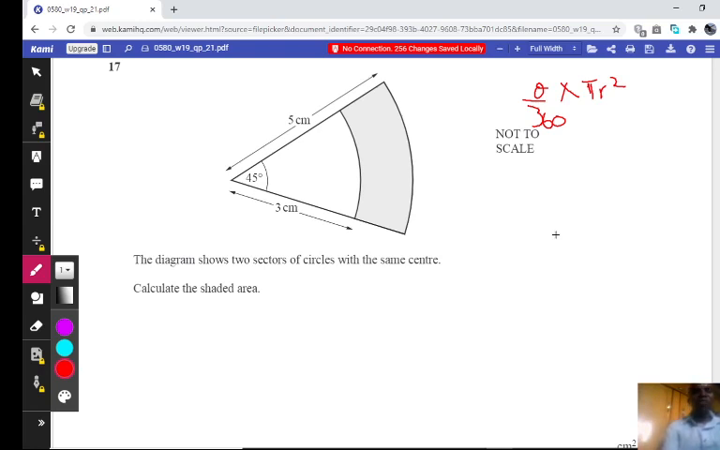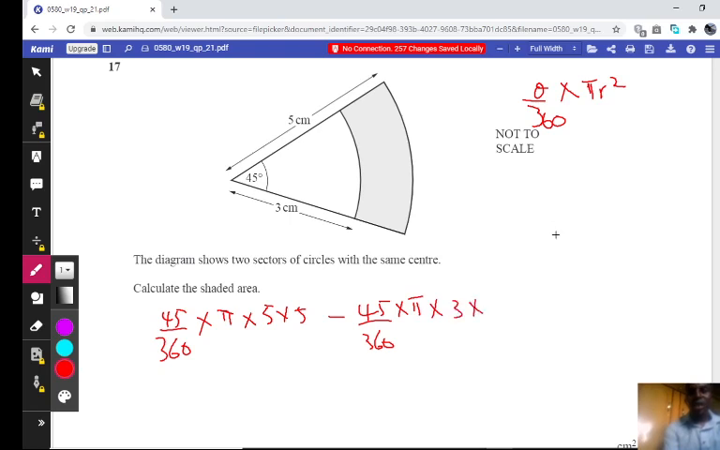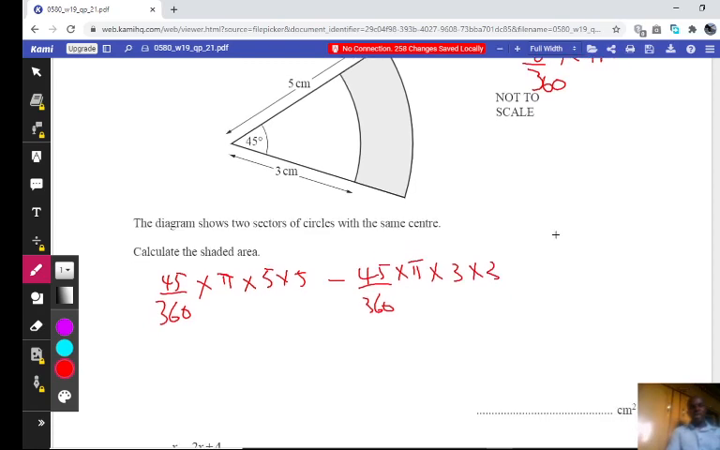Right. Now, let's find the area of the bigger sector, where our angle theta is 45 over 360 times pi. You can use the pi on our calculator, times r squared, the radius is 5, so 5 times 5. Then minus the area of the smaller sector. Our theta is 45 over 360 times pi times r squared, which is 3 times 3. If you can simplify this, then you get the shaded part.